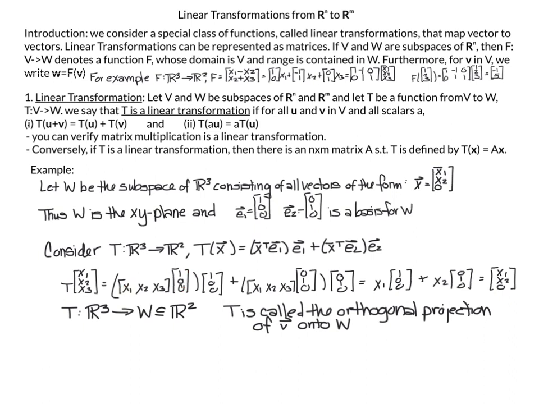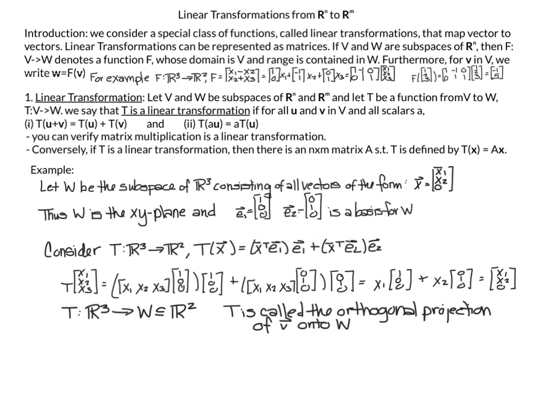E1 basically picks out the first component of my vector x, so I'm going to have x1 times 1, 0, 0. E2, essentially, its effect is to pick out the second component of my vector, right? Because it zeroes out the first component, picks out the second component, and then zeroes out the third component. So what I'm left with is x2 times 0, 1, 0, which, when I add this out, I get x1, x2, and 0.